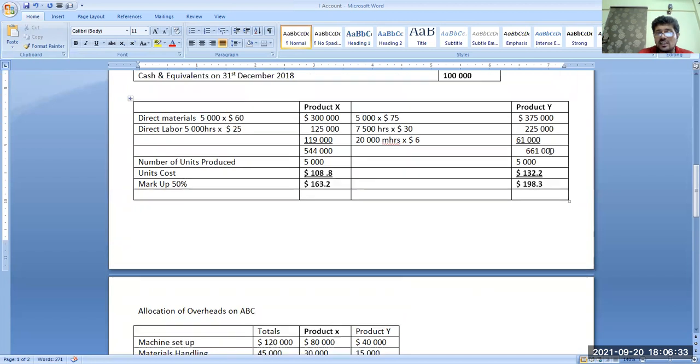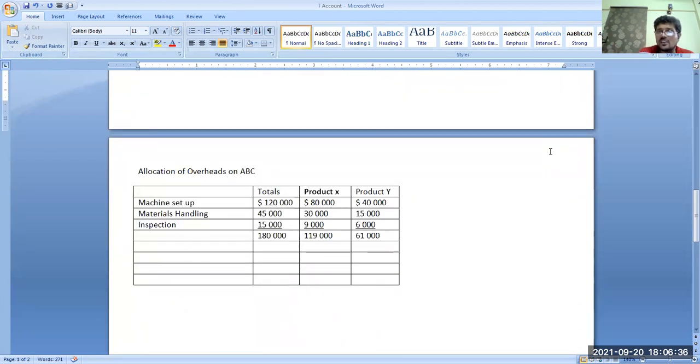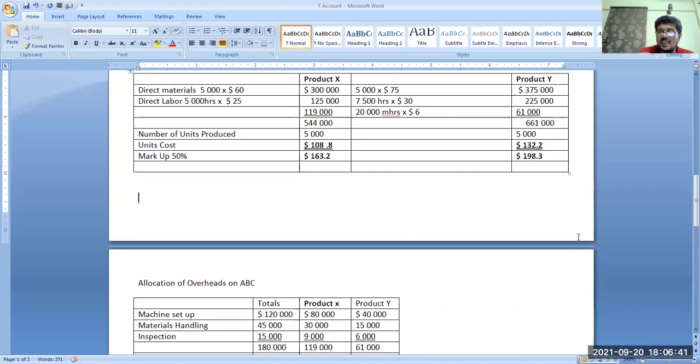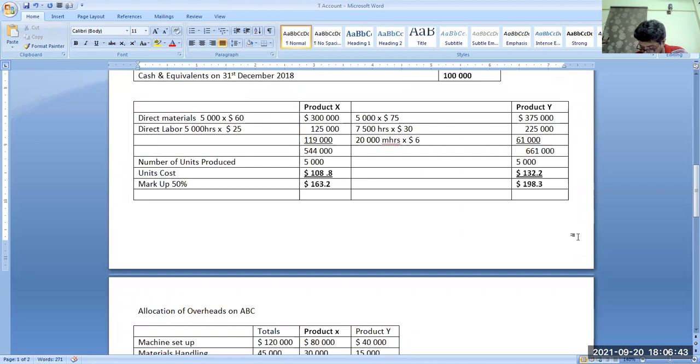Getting my point clear? So if you change from overhead allocation cost system from machine hours to activity based costing, that is going to increase the product price of X, and it will decrease the product price of Y. Are you getting my point clear? This is the thing. Okay. Now move to the question again. What they want us to do.